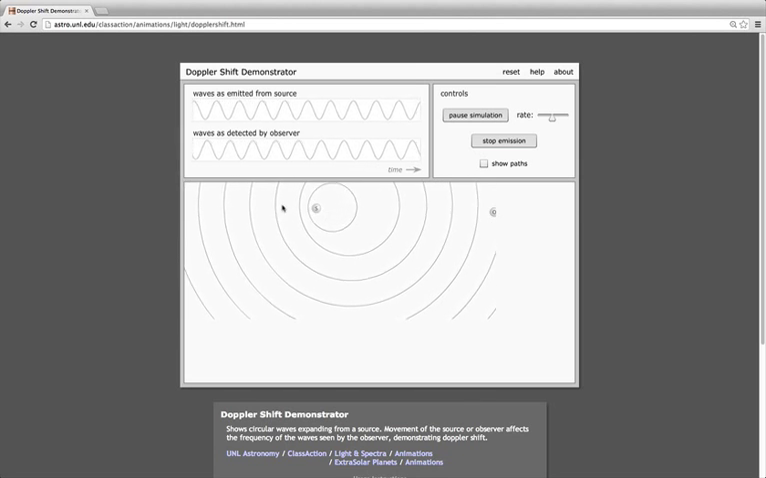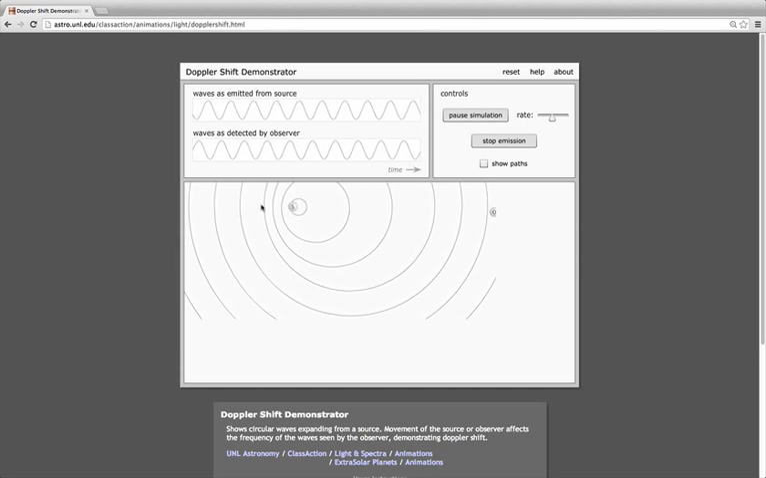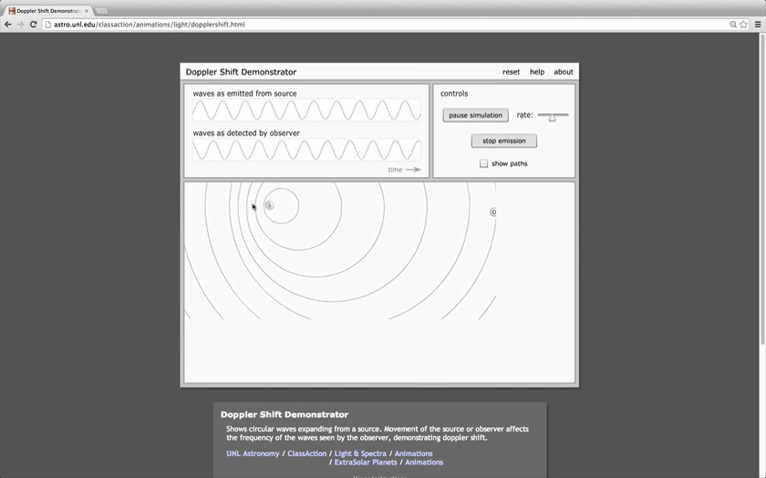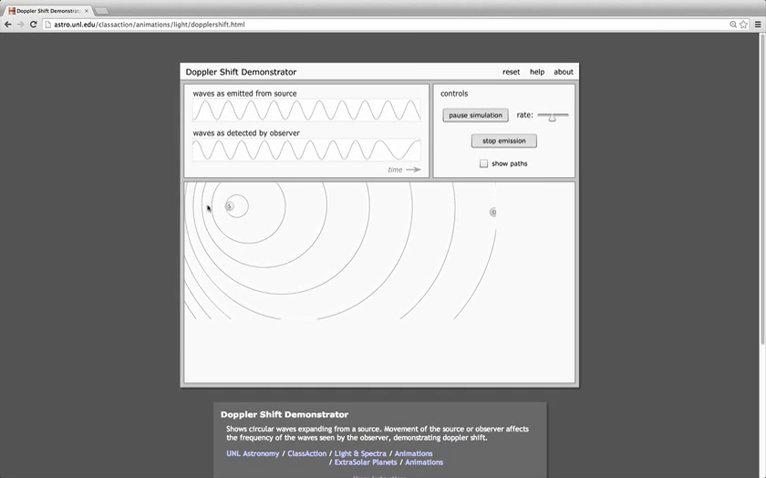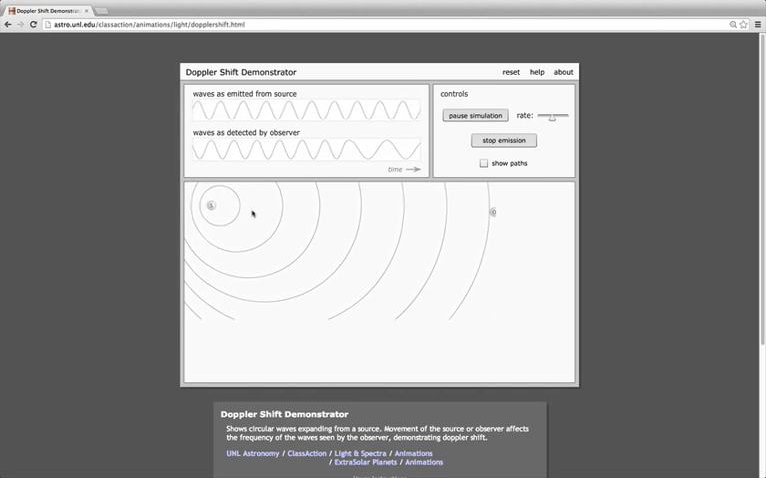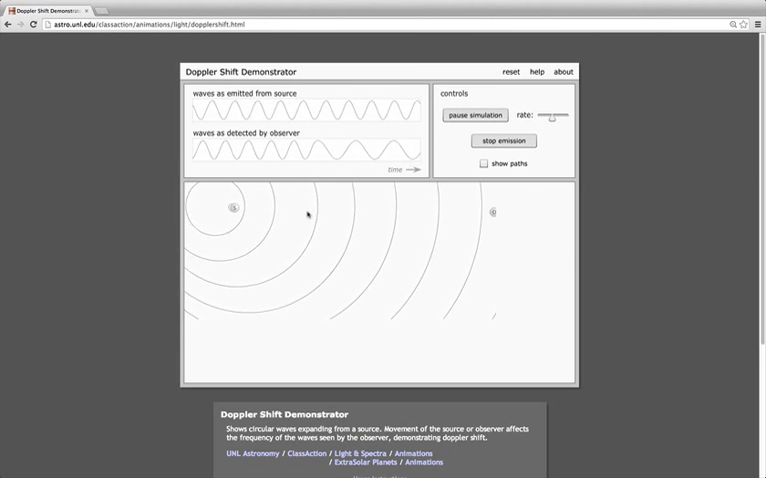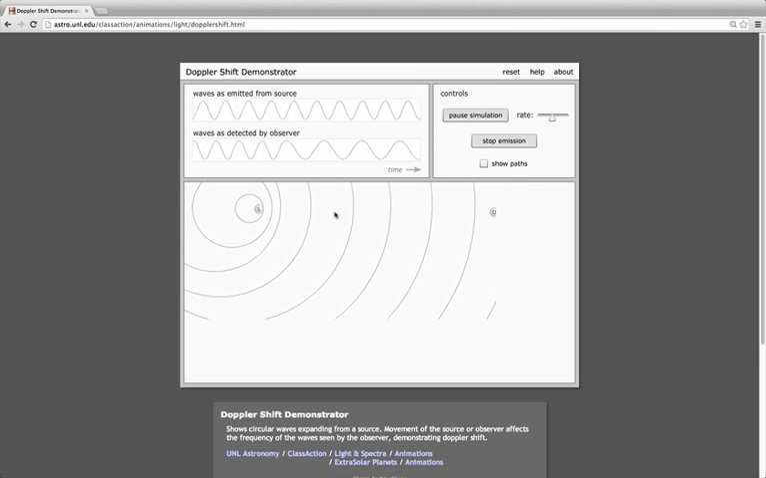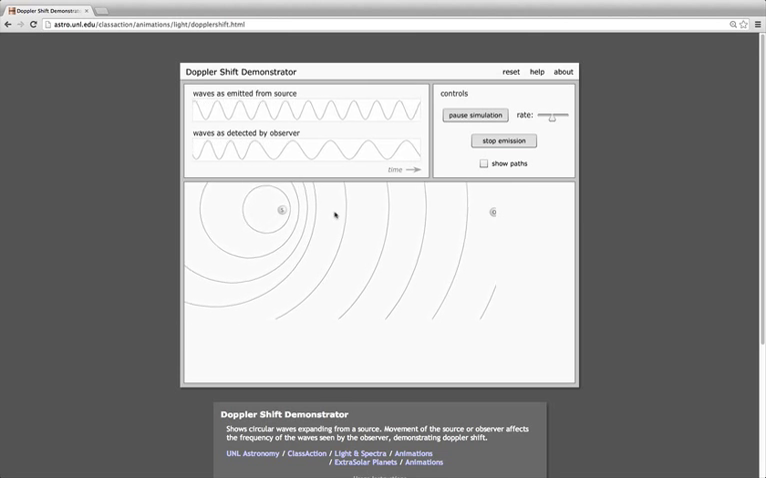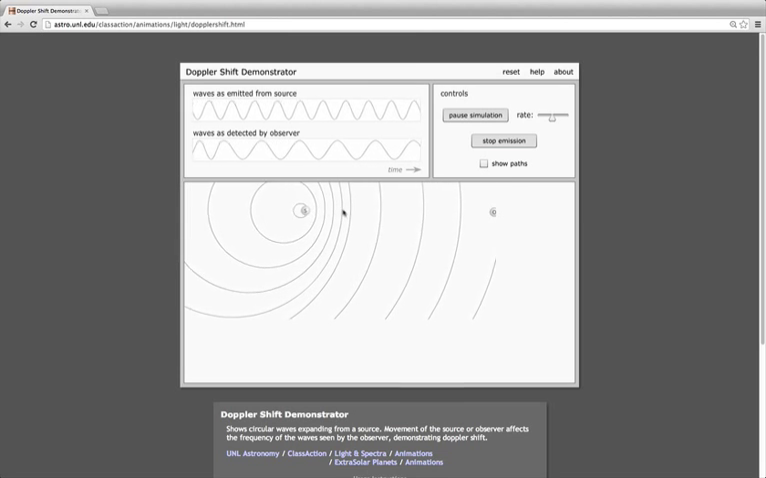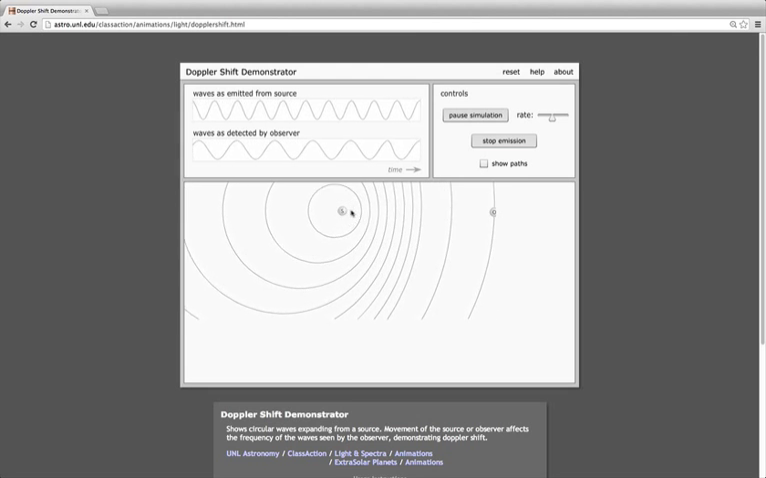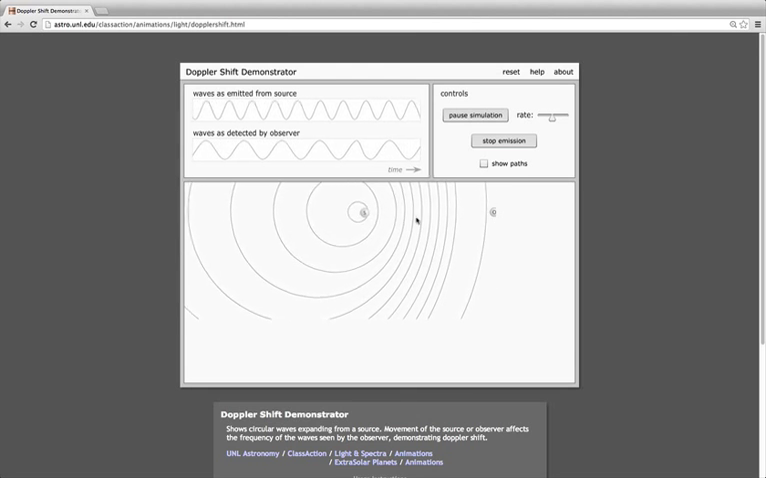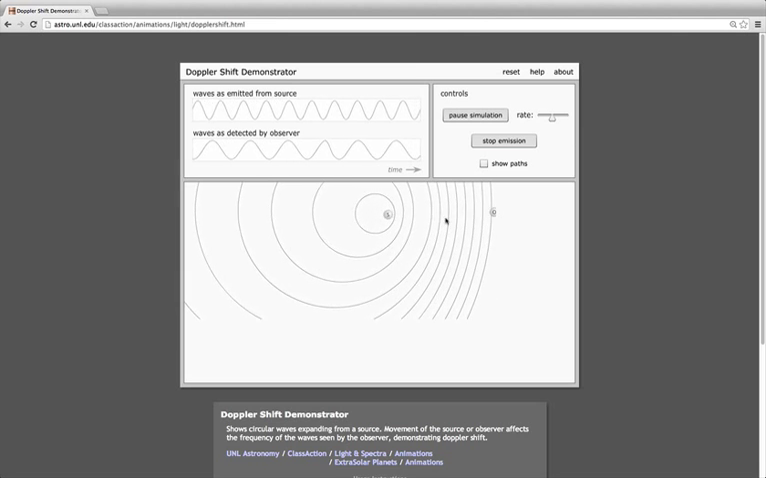I'm moving the source to the left here, and as you can see, when the wave is emitted from the source, notice that it's always circular, right? From the source's perspective, it's just emitting these perfectly circular waves. Here I'm going to move towards the observer since I ran out of room. But as the source is moving towards the observer, every time it emits a wave, it's emitting it from a little bit closer to the observer. So it's essentially catching up to waves that it's already emitted.